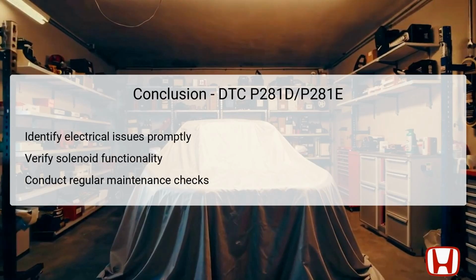In conclusion, DTC P281D and P281E highlight critical electrical issues within the Shift Solenoid Valve OP control circuit that directly impact the Honda CRV's transmission operation. By following the outlined troubleshooting steps meticulously, technicians can accurately diagnose and rectify these faults. It's essential to verify the solenoid's functionality post-repair to ensure that the vehicle operates without further issues.